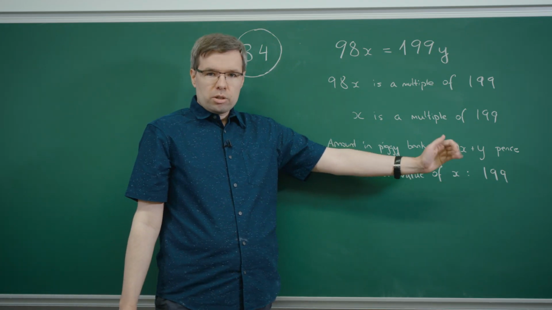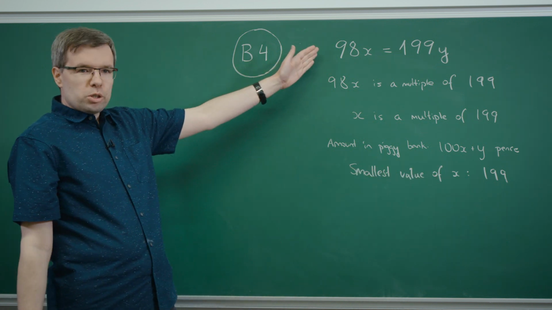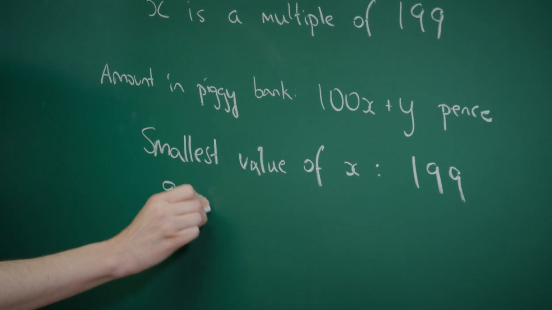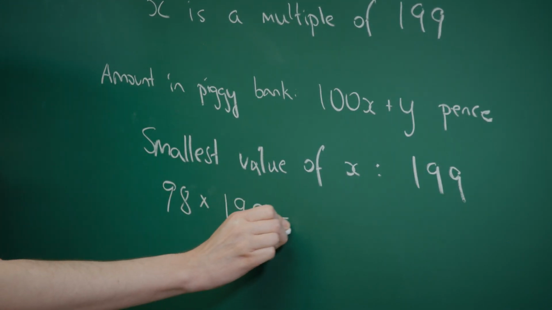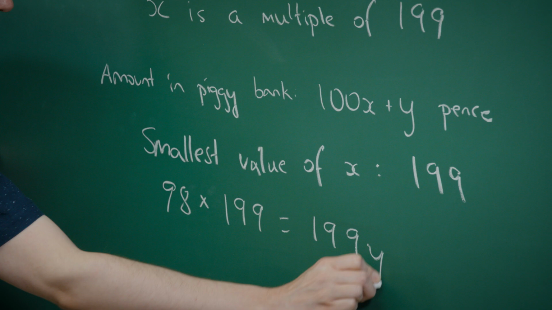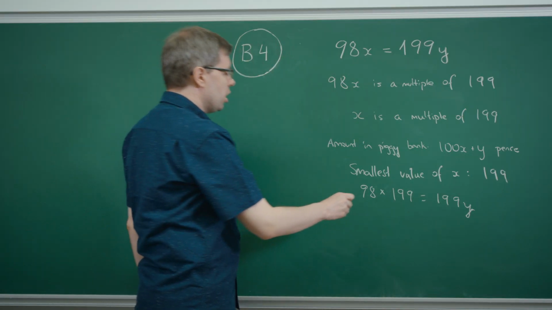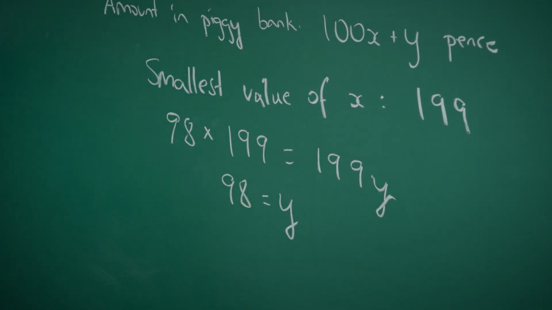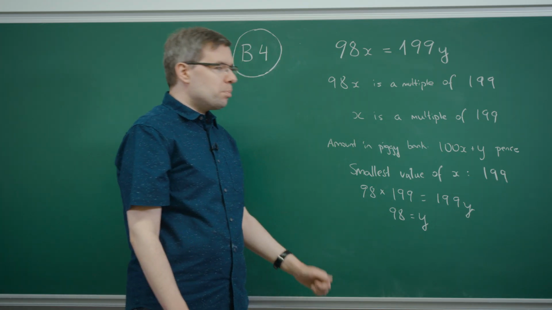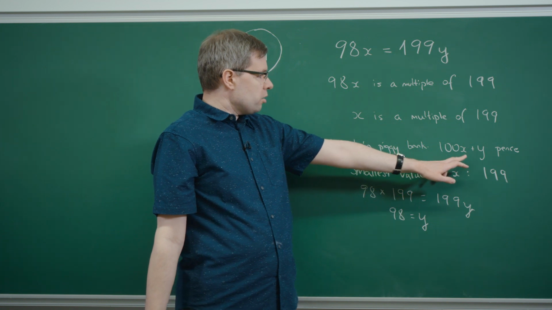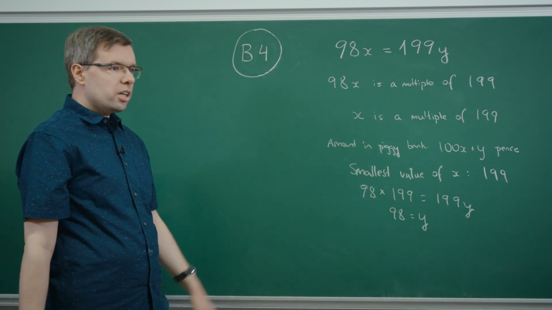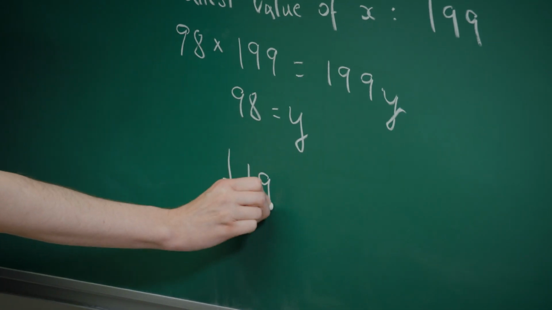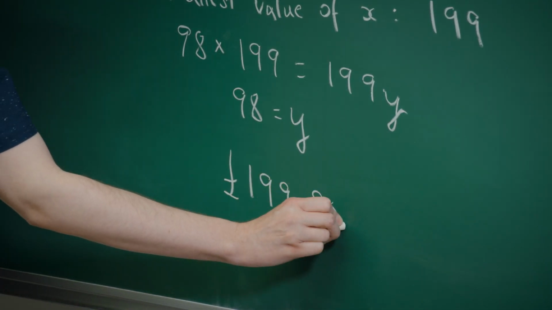Now, if x is 199, we can substitute it into this equation to find y. And dividing by 199, we get y equal to 98. This means that our piggy bank contains 199 pound coins and 98 penny coins for a total of 199 pounds and 98 pence.